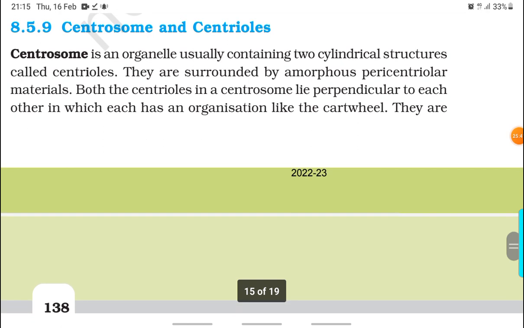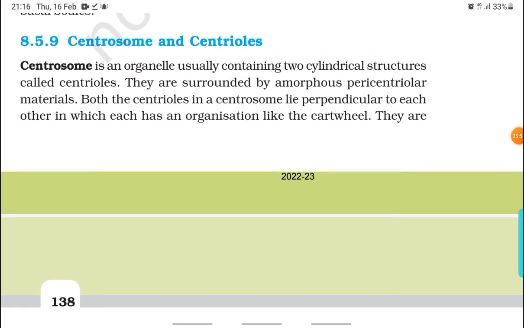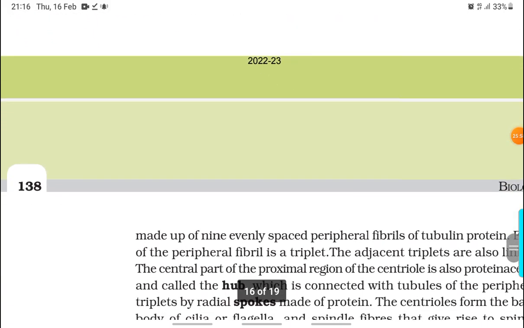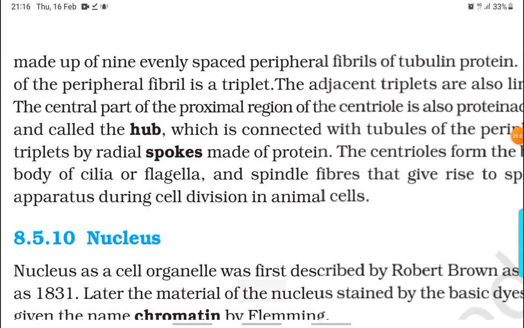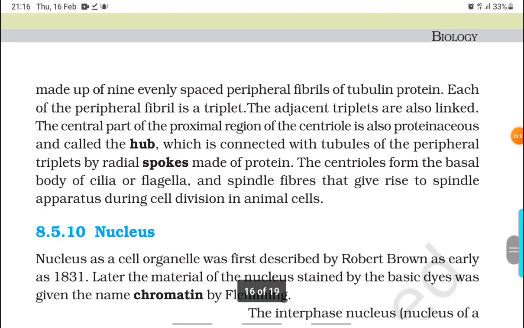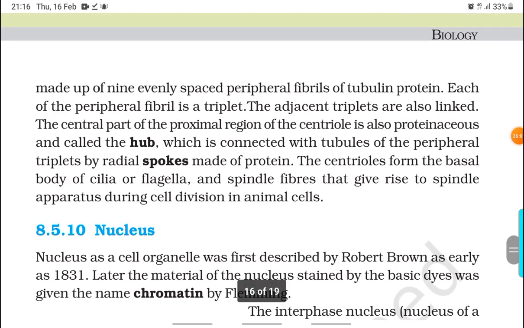Centrosomes and centrioles. Centrosome is an organelle usually containing two cylindrical structures called centrioles. They are surrounded by amorphous pericentriolar material. Both the centrioles in a centrosome lie perpendicular to each other, and each has an organization like a cartwheel. They are made up of 9 evenly spaced peripheral fibrils of tubulin protein. Each of the peripheral fibrils is a triplet. The adjacent triplets are also linked.